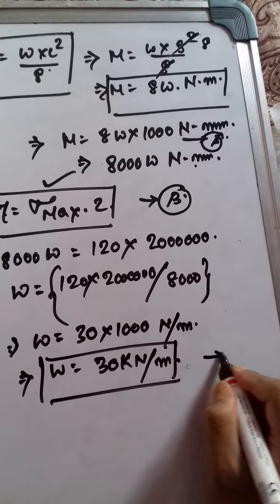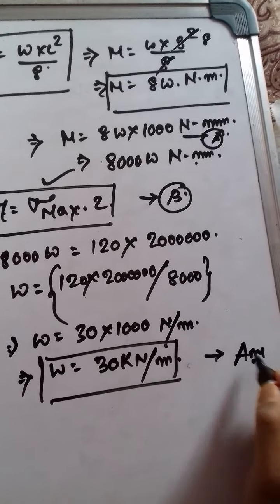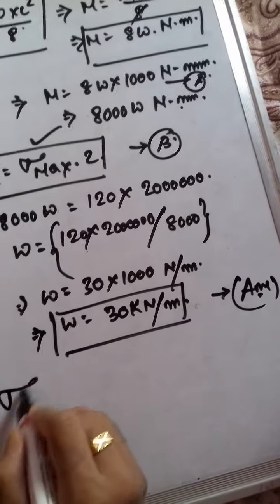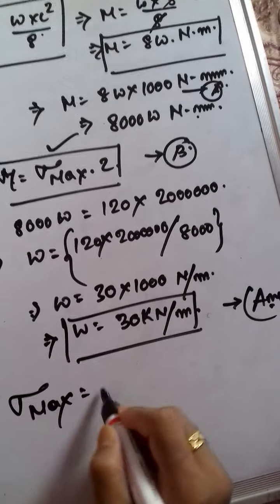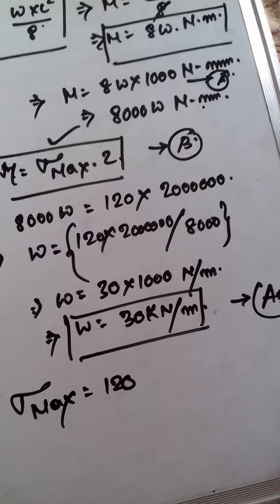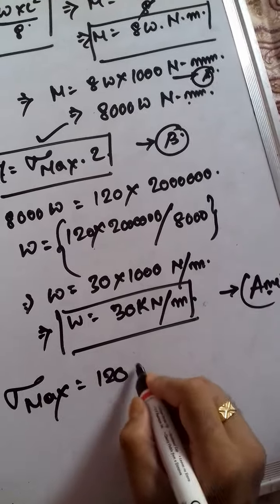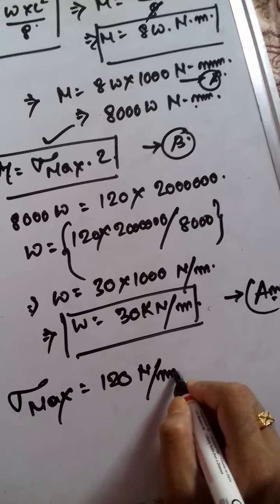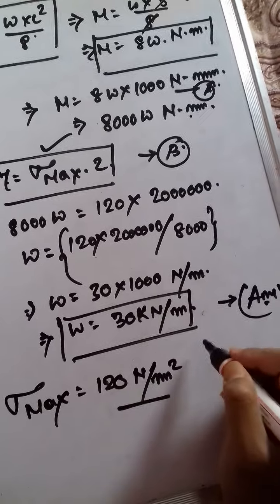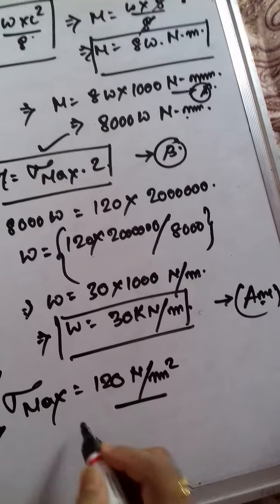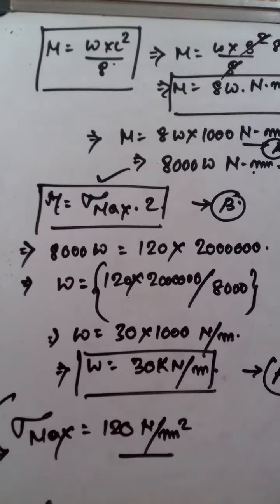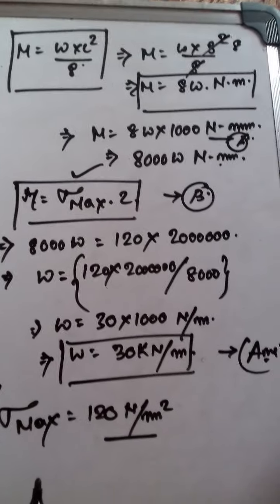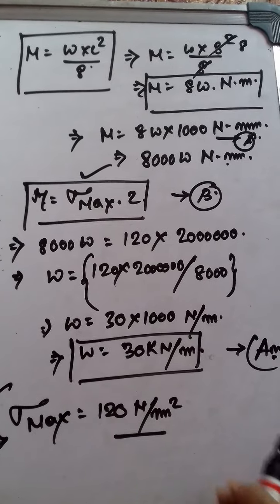So for this loading intensity, the maximum stress is limited to 120 as it is given in the problem. For a UDL of 30 kilonewton per meter, the maximum stress in the beam will be limited to 120 Newton per mm square. Okay, gradually we will solve some more problems. Okay, thank you.